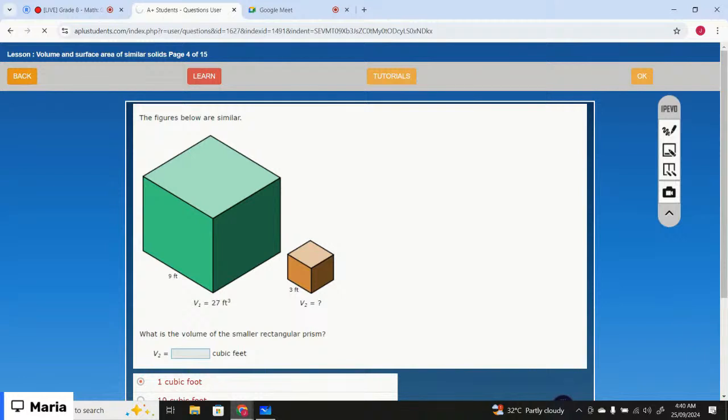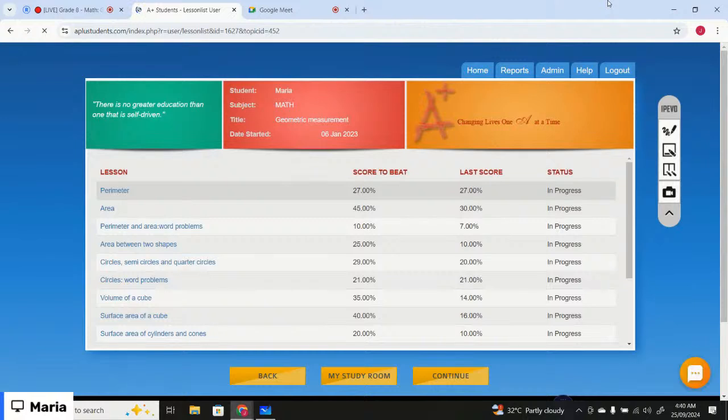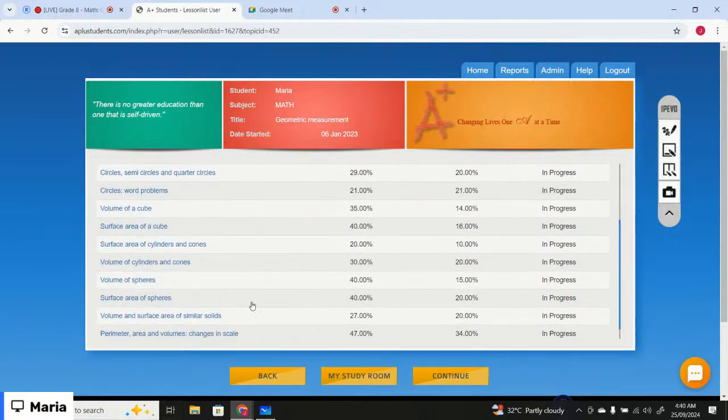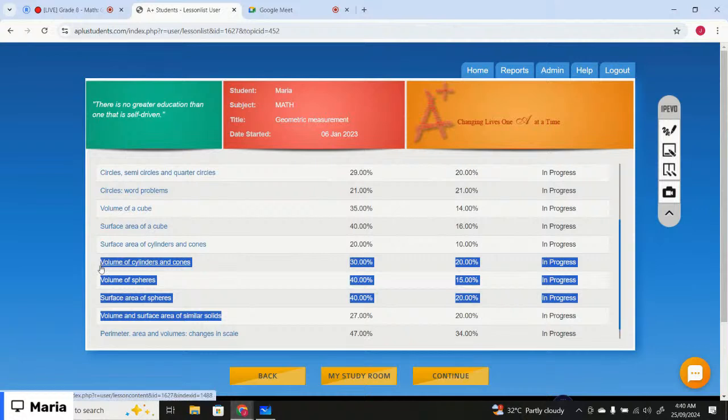So we were working on grade 8 math. The chapter we were working on is geometric measurement, and the lessons we have covered today are volume of cylinders and cones, volume of spheres, surface area of spheres, volume and surface area of similar solids. So please make sure before the next session you complete all the practice questions for the lessons we just did. That is your homework until next session, right?